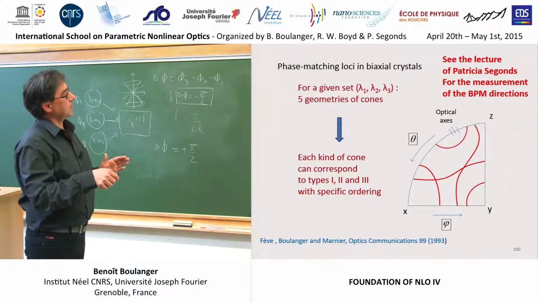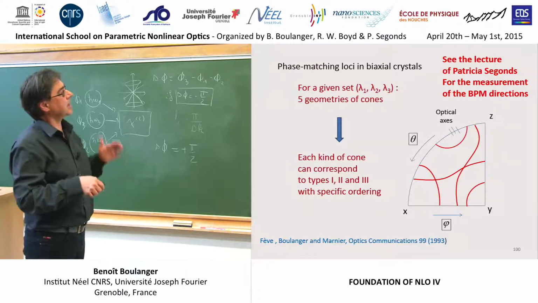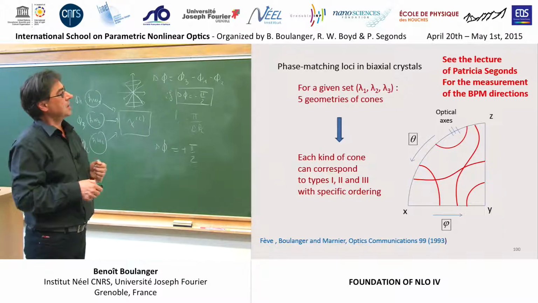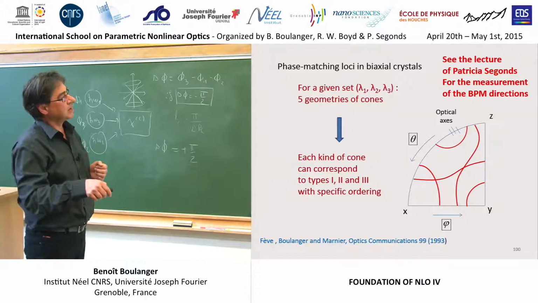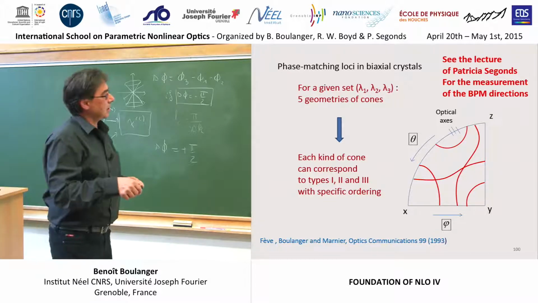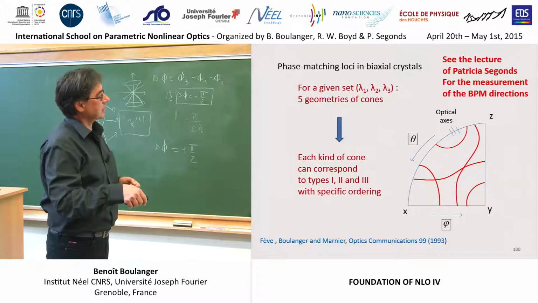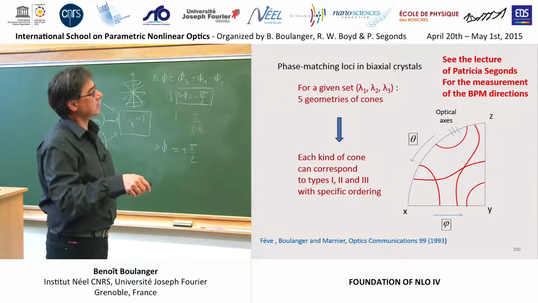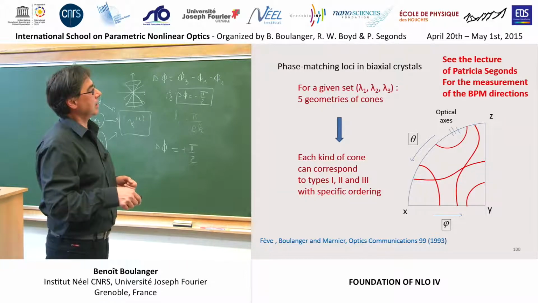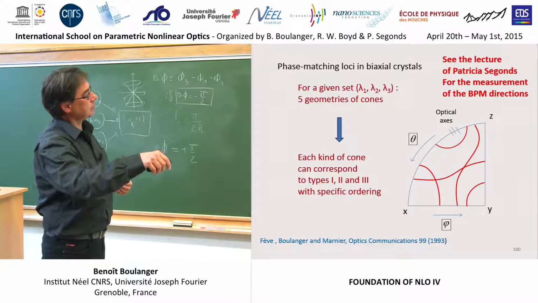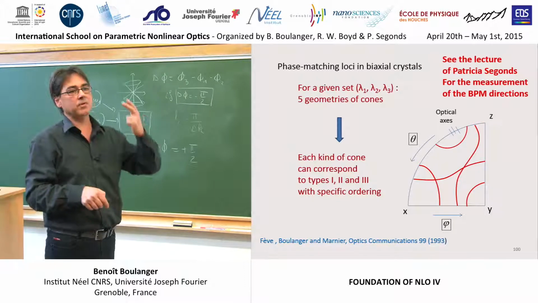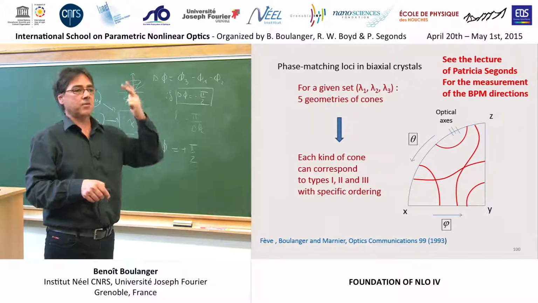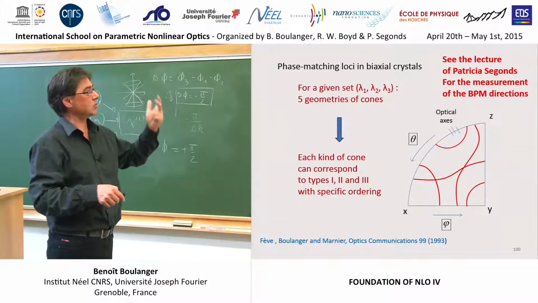And we have established that there are 5 geometries of cones. So here it is represented in a Wulff diagram. So it's very convenient, in fact. So you have X at this point, Y here, Z here. The theta angle is like this, and the phi angle like this. And so you see here, I put these 3 lines that correspond to the 3 optical axes at the 3 wavelengths, lambda 1, lambda 2, lambda 3.